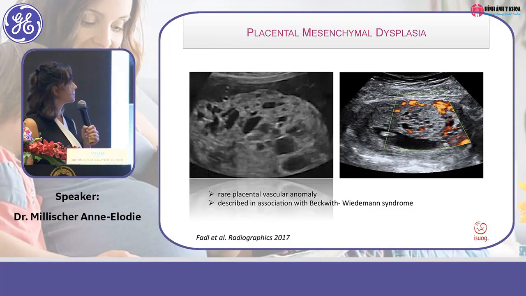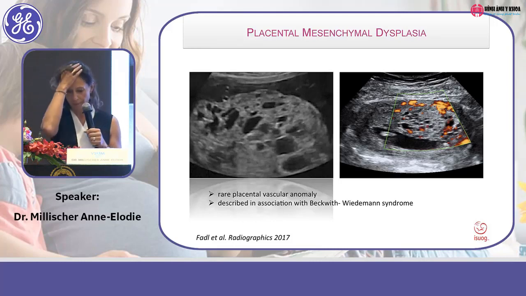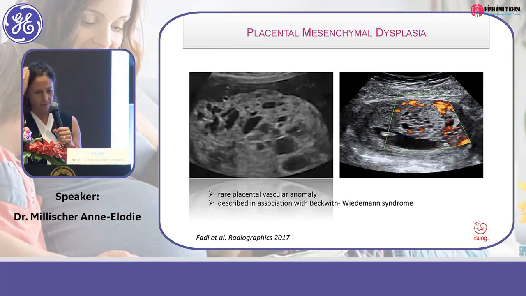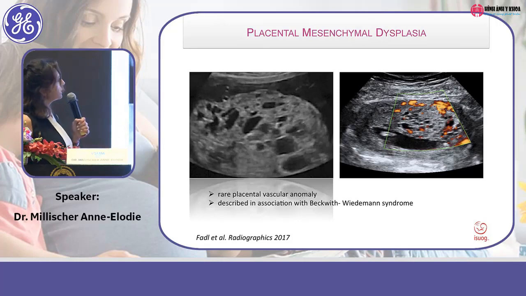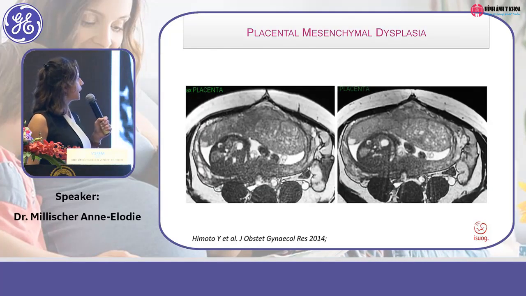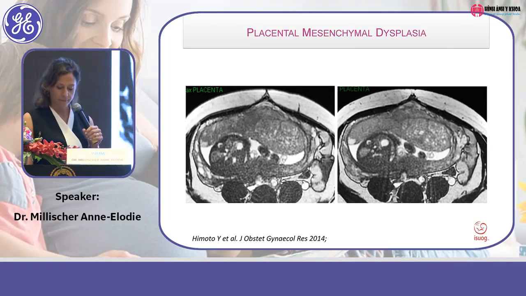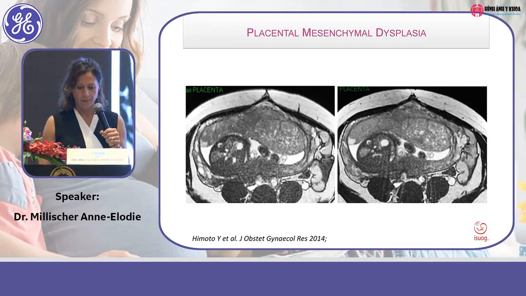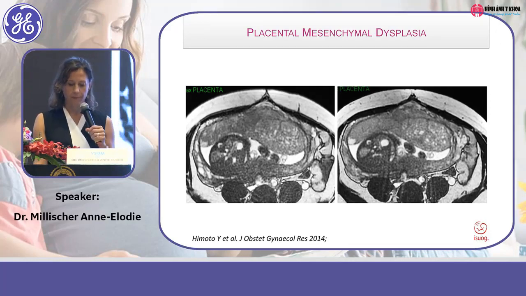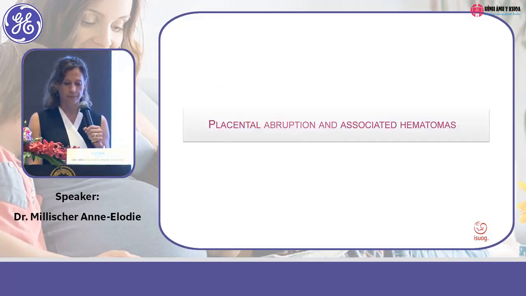Và thường cái loạn sản trung mô bánh nhau này nó sẽ có một cái mối liên quan tới cái hội chứng Bequith-Whitman. Here an example with MRI of a mesenchymal dysplasia. You can see that it could be just a part of the placenta. Và đây là một cái hình ảnh MRI. Ở bên tay phải cô chỉ có một cái phần mà nó có cái tín hiệu không đồng nhất, đó là cái phần mà loạn sản trung mô bánh nhau.